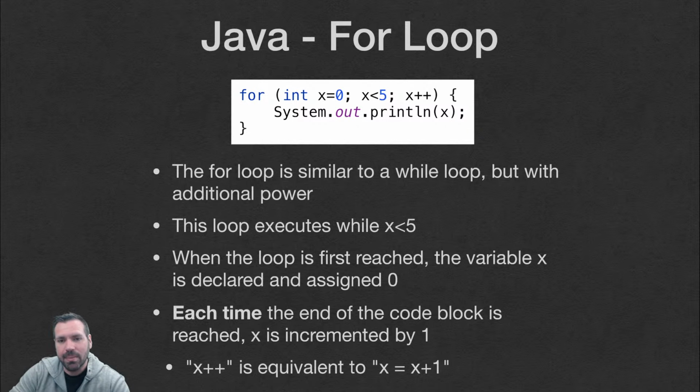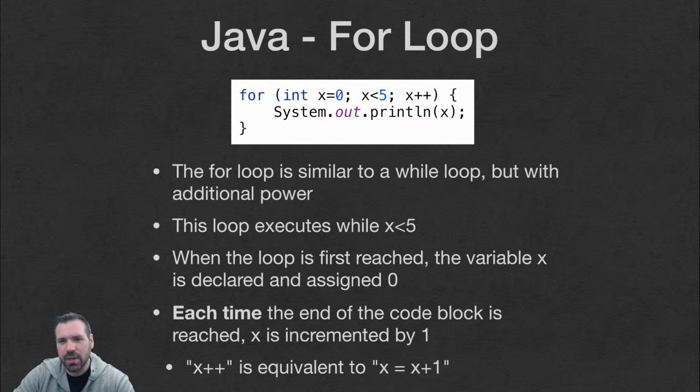So when we're writing our memory diagrams, that variable x in this case is going to be declared inside of the code block for the for loop. And again, when I do the memory diagram, that'll be explicitly clear.